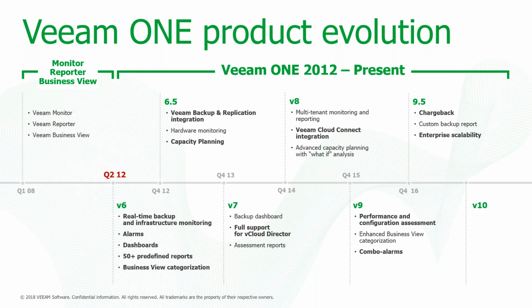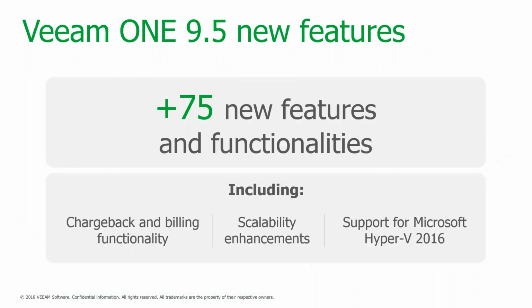But in fact, there's more than just the scalability enhancements that are available in 9.5. In fact, there are over 75 new features and functionality with, as I said, chargeback and billing functionality, full support for Hyper-V 2016. But really, the scalability enhancements are what we're going to focus on today and are really quite key, because we do see Veeam ONE being used in some really quite large-scale environments. So the scalability enhancements are particularly important here.